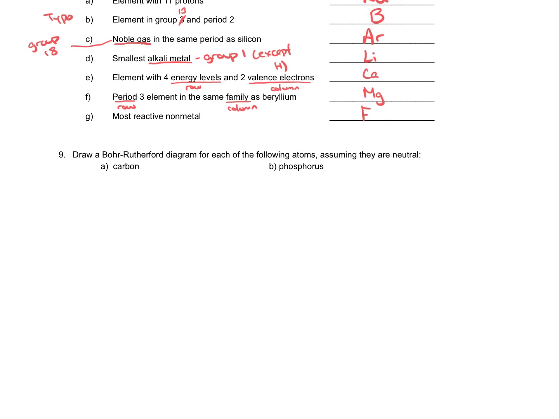Question 9. Draw a Bohr-Rutherford diagram for each of the following atoms, assuming that they are neutral. So that's important. Neutral means same number of protons as electrons. Okay, so let's start with carbon. For carbon, you look on the periodic table, and it'll say C, it'll say 6, and underneath the atomic mass rounds to 12.